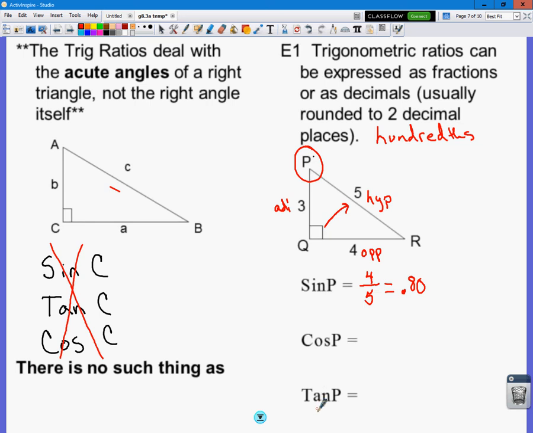Cosine of P. C-A-H. Adjacent over hypotenuse. What's adjacent? 3. What's the hypotenuse? 5. And again, I should simplify this if I can. And this is going to be 0.6. I might even add the 0 if I want to make sure it's to the hundredths place.